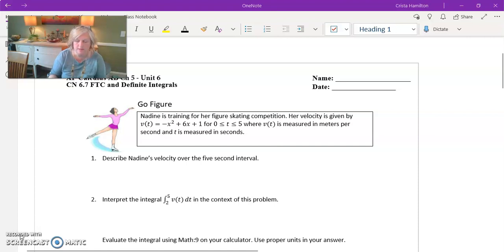We're going to use this example of Nadine, who is training for her figure skating competition, and her velocity is going to be given by v of t equal to this negative x squared. I just realized that that's a typo, that we should change that here to be t.